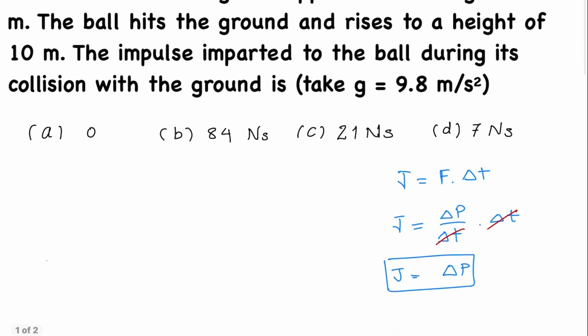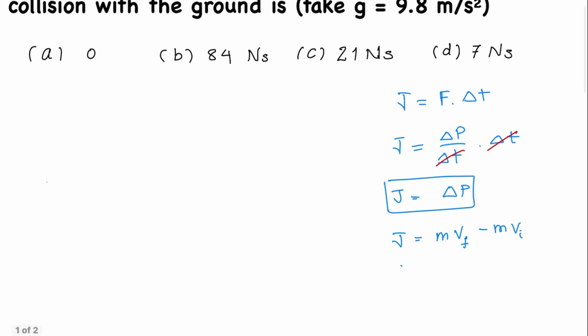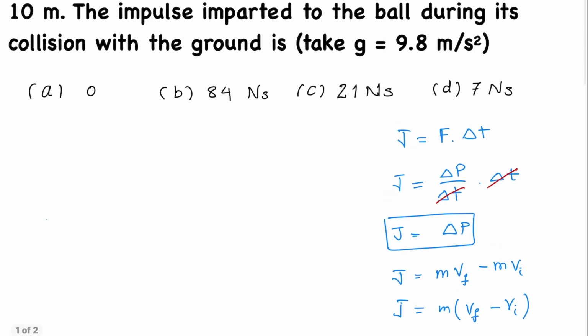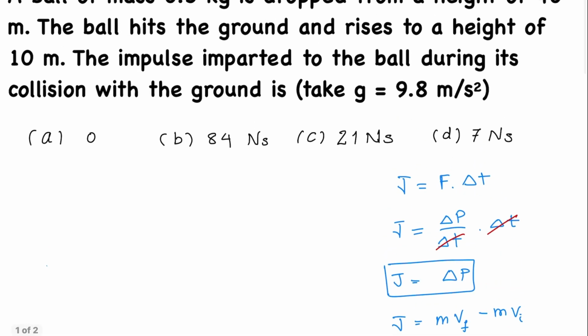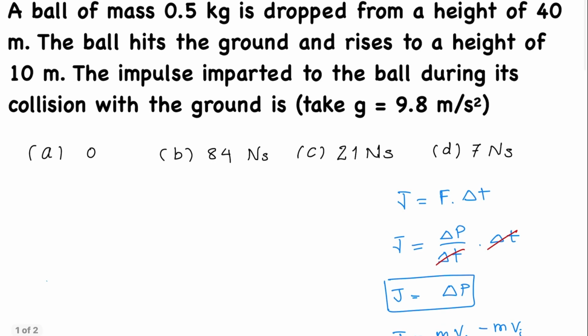So change in momentum, in the sense we can write it as J is equal to the change in momentum of the same particle: mass into final velocity minus mass into initial velocity. That gives me impulse J is equal to mass taken common out, final velocity minus the initial velocity. This is the relation that we have for the impulse concept. So we have the mass.